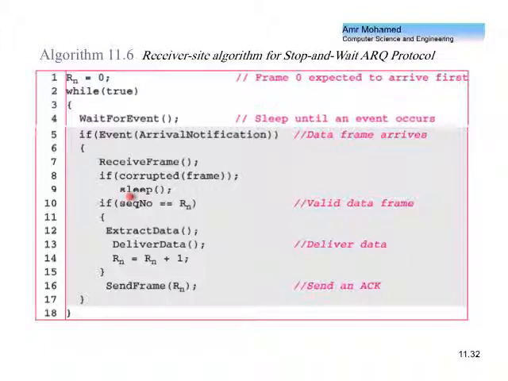So only if the frame arrives, here I have to check this if statement. If someone explains to me what is the need of this if statement, she will get a bonus. So why do I have to check for this sequence number?